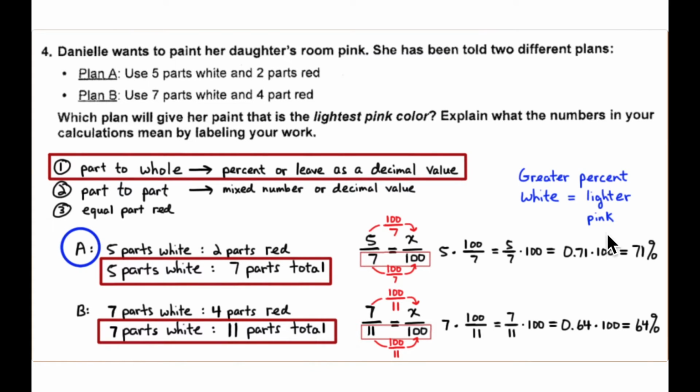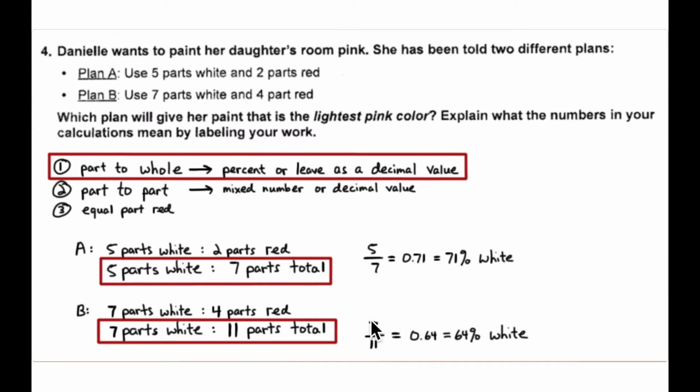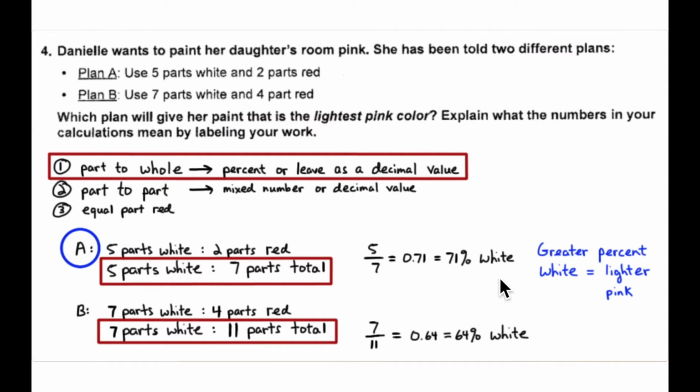So which has the greater part white? It's the 71% white compared to 64% white. So plan A is going to give you the lighter shade pink. Now normally as you become more comfortable with these calculations, you're just going to look at this ratio here and change it to percent. So 5/7 is equal to 71 hundredths is equal to 71%. 7/11 is equal to 64 hundredths is equal to 64%. And of course, you get the same answer. Plan A is the lighter shade pink.